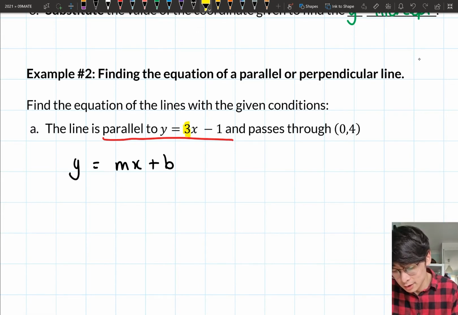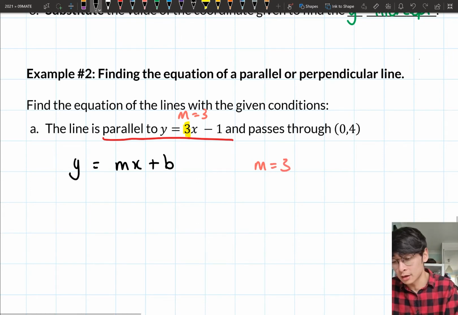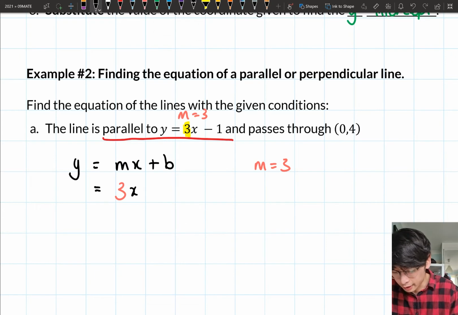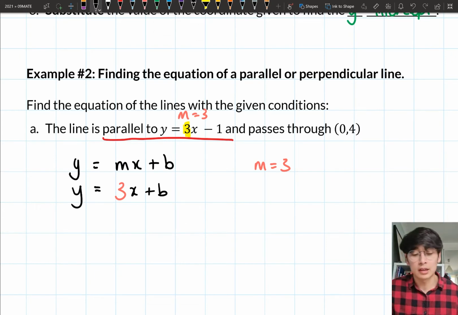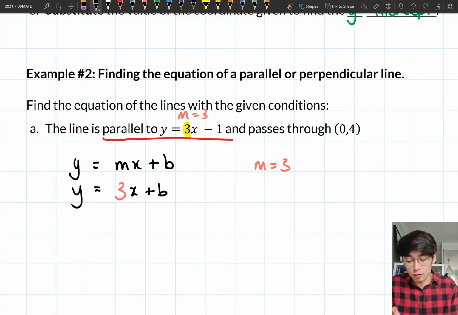So if that has a gradient of 3, my line which is parallel also has to have a gradient of 3. So I'm just going to write here m is equal to 3 and sub it in. So here I'm going to have y is equal to 3x plus b. I found the gradient of the line by identifying the fact that this line is parallel to the first line, so it has to have the same gradient.